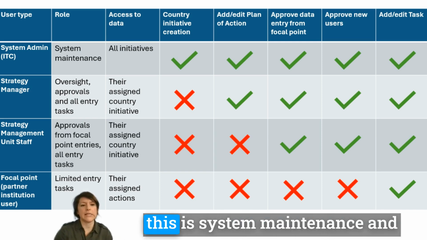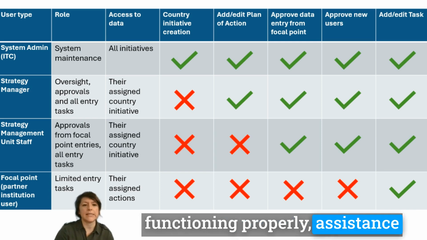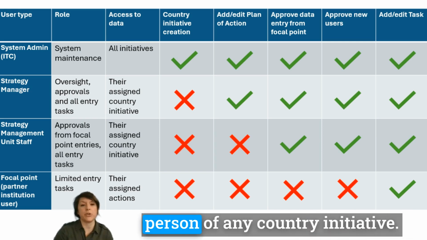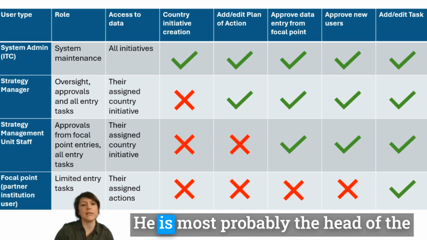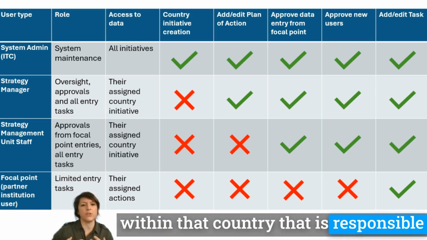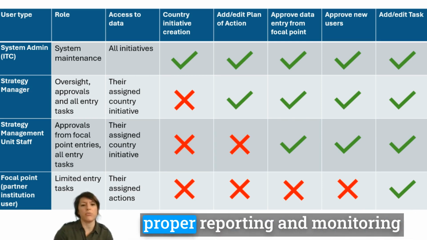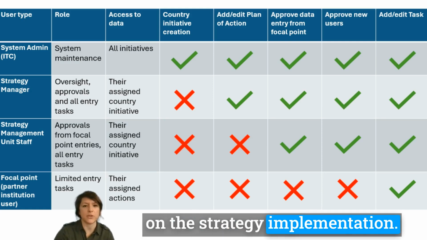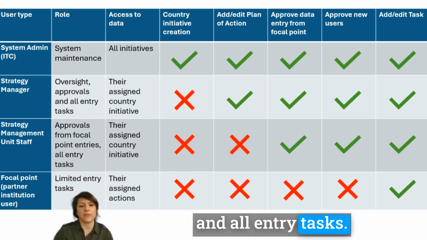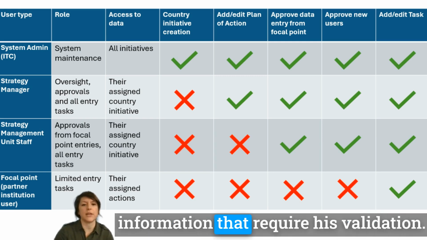Initially, the system admin handles system maintenance and ensures that everything is currently functioning properly, and also assists the other beneficiary users. The strategy manager is the key person of any country initiative. He is most probably the head of the secretariat or the management unit within that country that is responsible to coordinate the strategy and to ensure that his team is working on proper reporting and monitoring on the strategy implementation. So his role within the tool will be oversight, approvals, and all entry tasks. He can enter any kind of information. He has to approve certain types of information that require his validation.